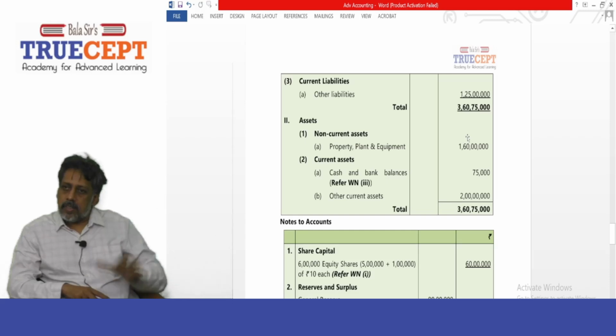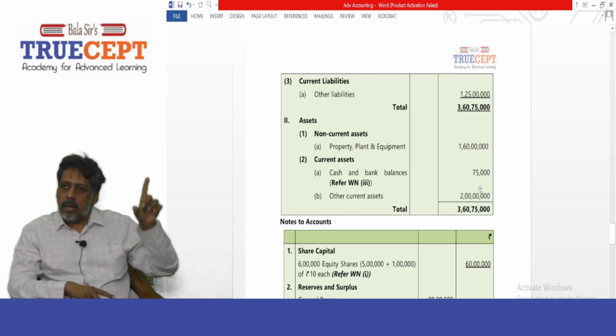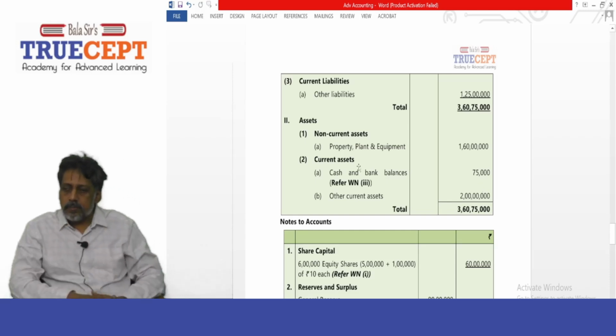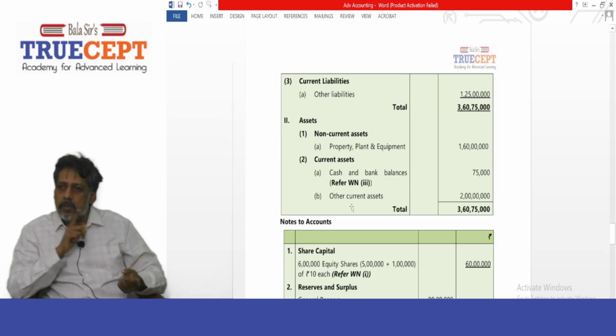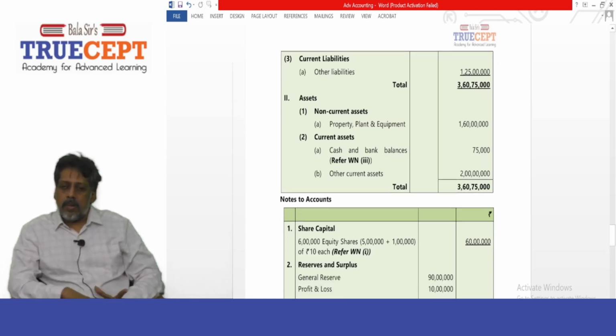Then assets, you have non-current. Property, plant and equipment, how much? 1 crore 60 lakh. And no non-current investment, because it has already been sold at market. Next, cash and bank balance 75,000, cash and cash equivalents. Then other current assets 2 crore. That is all. And what is the balance sheet total? 3 crore 60 lakh 75,000. So guys, learn this example really well. Good luck.